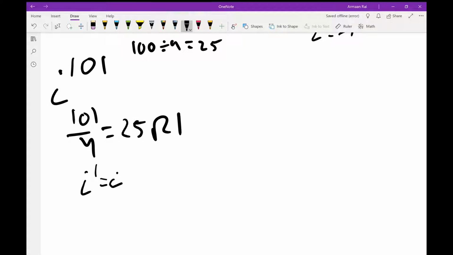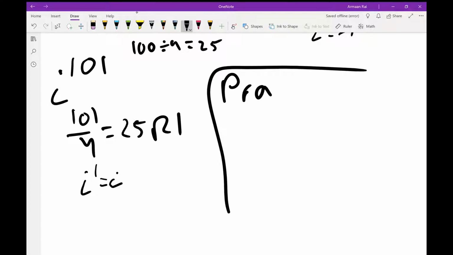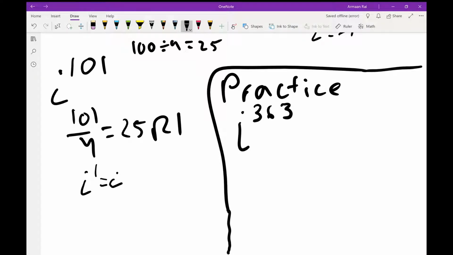So I'm going to write down a couple of practice problems. If you need to pause the video after I write them down, you may. I'm going to give you a couple seconds. What would i to the 363rd power be? And what would i to the negative second power be? You can pause the video if you need to.